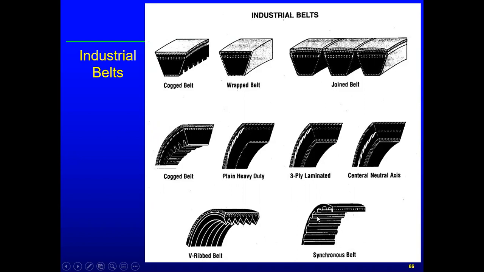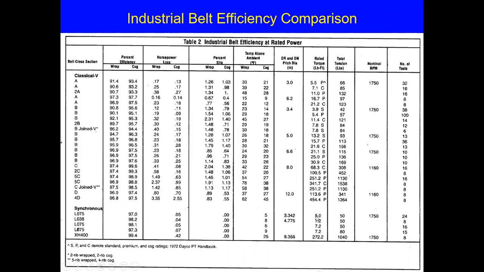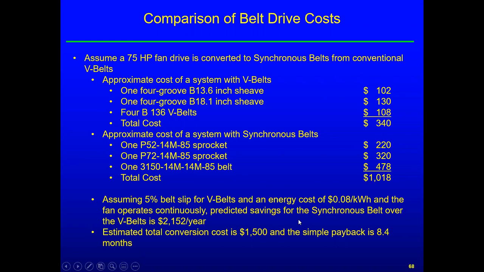So, I'm not sure. This is some data from an old test result. That's too much to talk over in this forum. Here's an example of a 75 horsepower drive that was converted to synchronous belts from conventional V belts. I got these numbers from somebody. The approximate cost of a system with V belts: 2 sheaves, 102 and 130, and 4 V belts, 108, so 340.